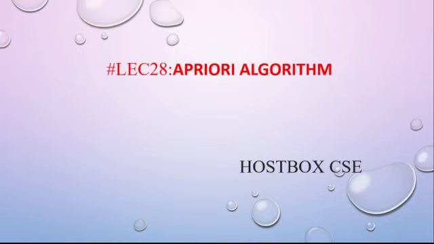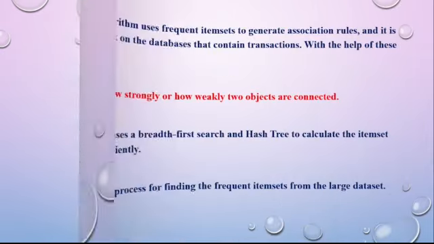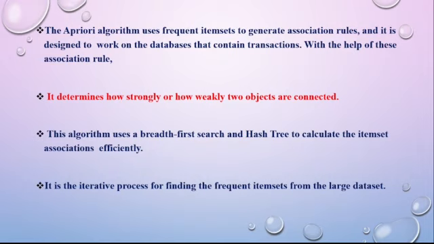So let's go. We can also implement the Apriori algorithm with the help of Python, which we will discuss later. This algorithm uses frequent item sets to generate association rules, and it is designed to work on databases that contain transactions. So what can you do with an association rule? Generally, you can determine how strongly or how weakly two objects are connected.